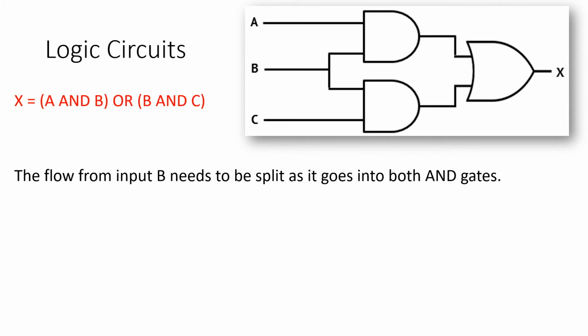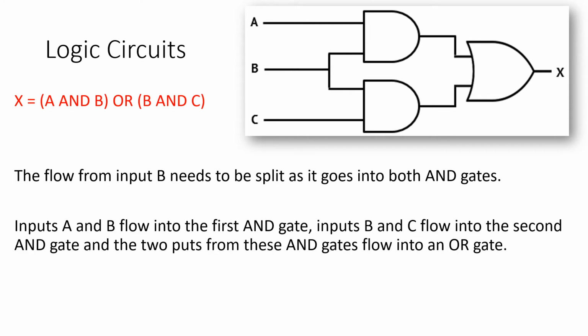logic gate. So remember, the inputs A and B flow into the first AND gate, and the inputs B and C go into the second AND gate. Both of those two outputs from these gates, you know what I mean, go to the OR. And the output from the OR is the X. We said that before, right.